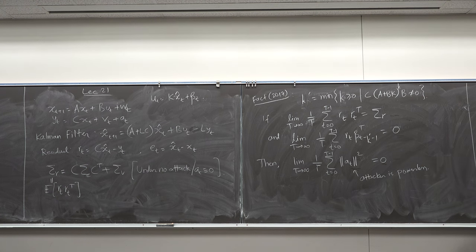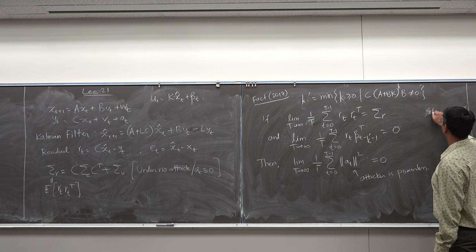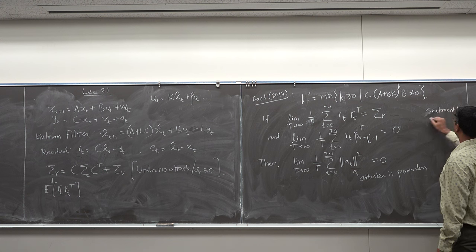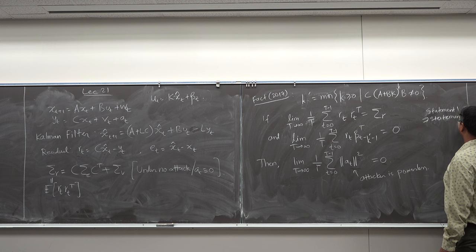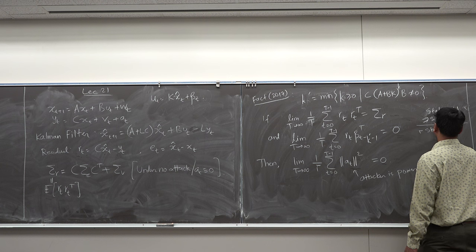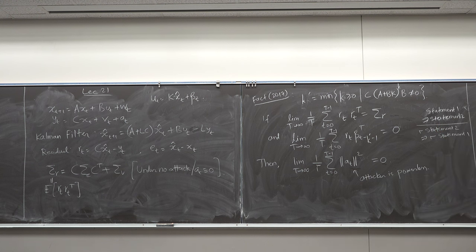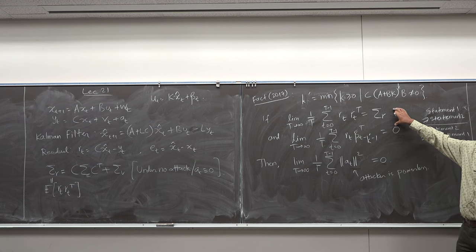What is the contrapositive statement to this? Anyone knows what the contrapositive statement is? So A implies B. So statement one implies statement two. The contrapositive is: not statement two implies not statement one. This is called a contrapositive statement. So this is the statement: if this holds, then this holds. The contrapositive statement is: if this doesn't hold, then this one doesn't hold. Okay.